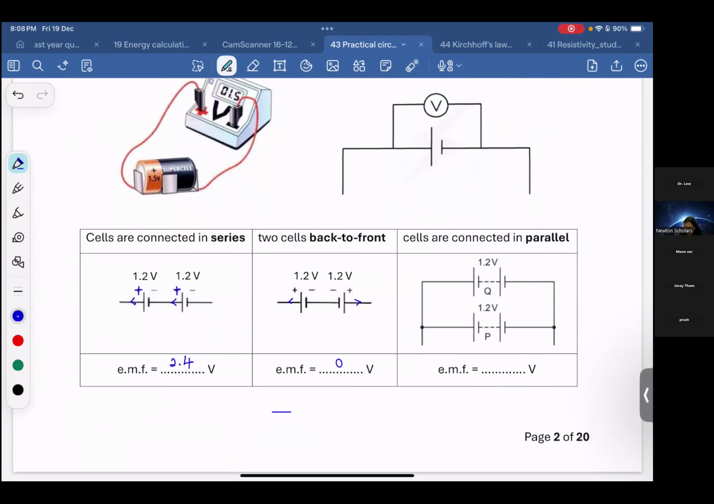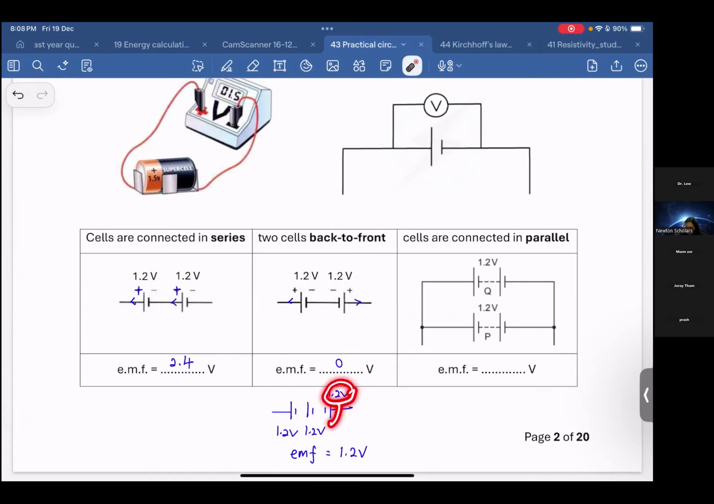Then if it is like this, if here 1.2 volt, here 1.2 volt, here also 1.2 volt, what is your total EMF here? My answer is it will become 1.2 volt, because one of them cancels out another one. Then I still have 1.2.